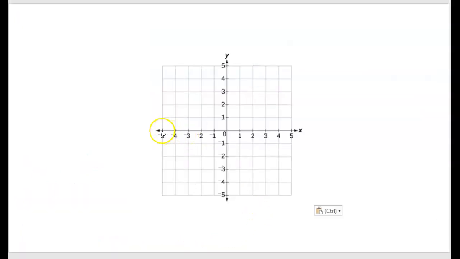My next step is to draw my x-axis, which is a horizontal line, and my y-axis, which is a vertical line. Now notice that where they intersect is at 0. We call this the origin, and the ordered pair here would be 0, 0.